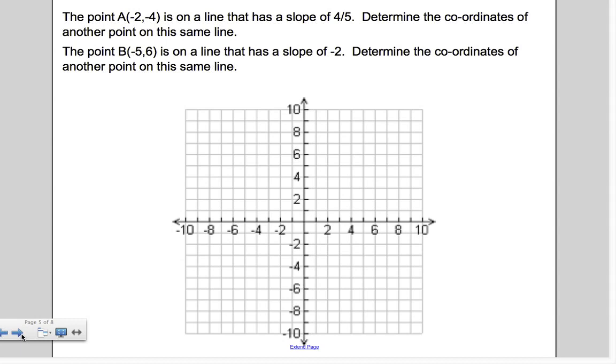So a point A, which is -2, -4, so we'll put that right here. We'll label it. It has a slope of 4/5. Determine the coordinates of another point on the same line as point A. So we have a line that has a slope of 4/5. We know it passes through A. What is another point on this line? How can we determine that?